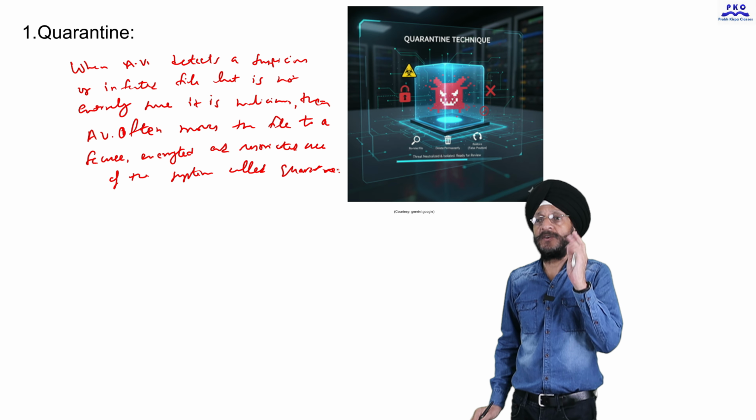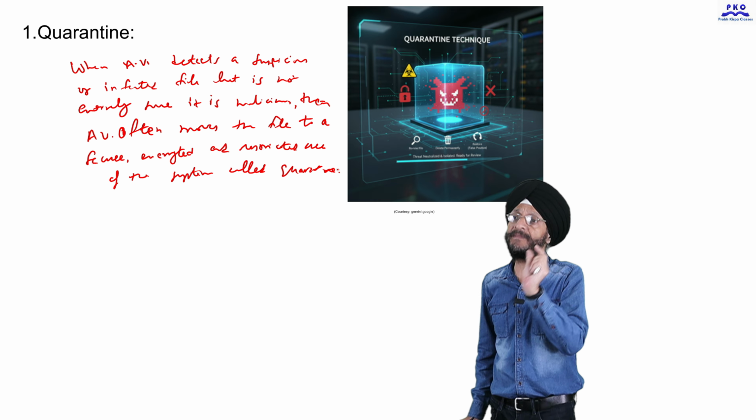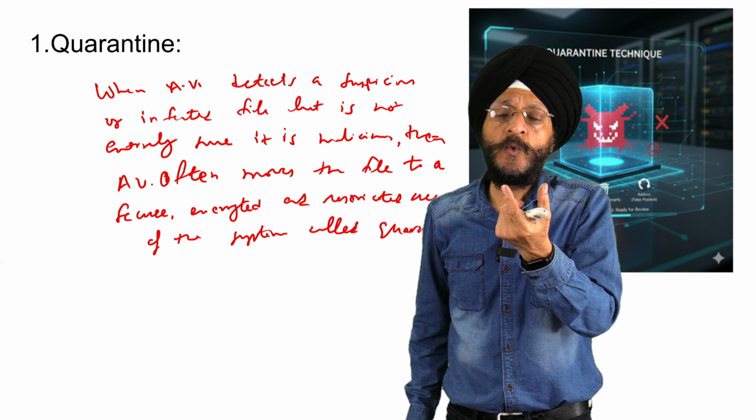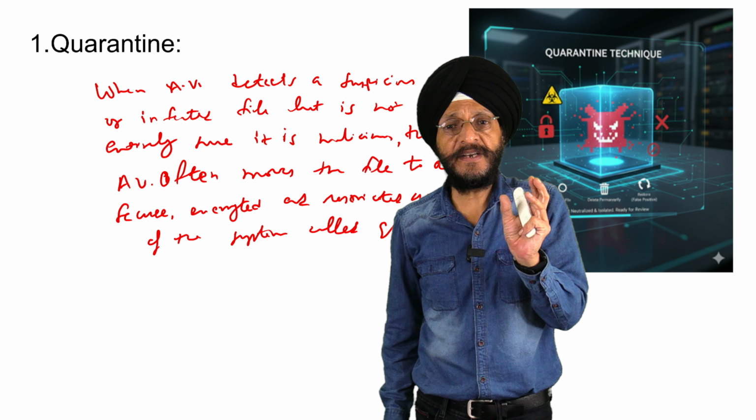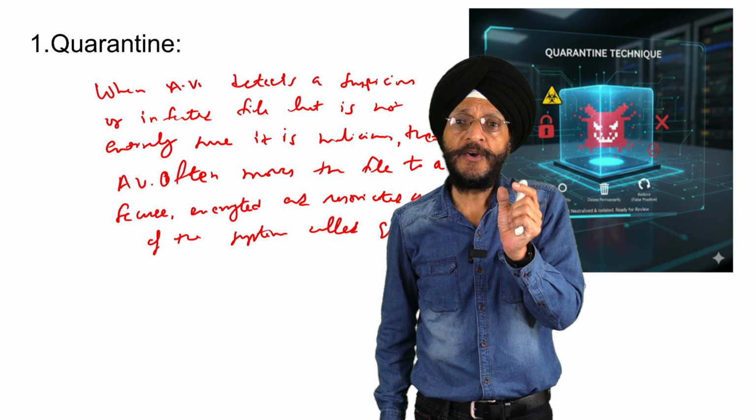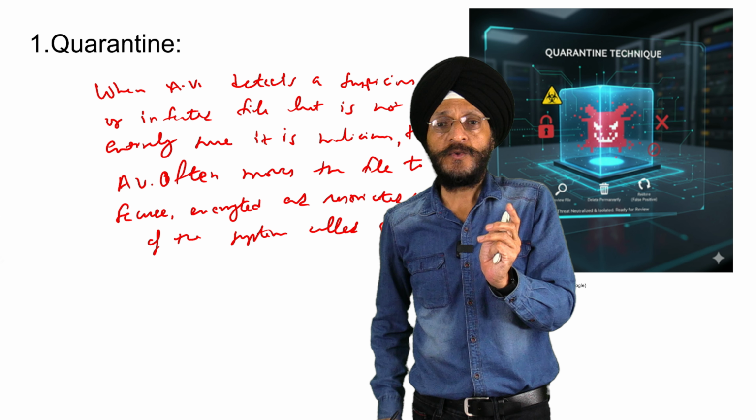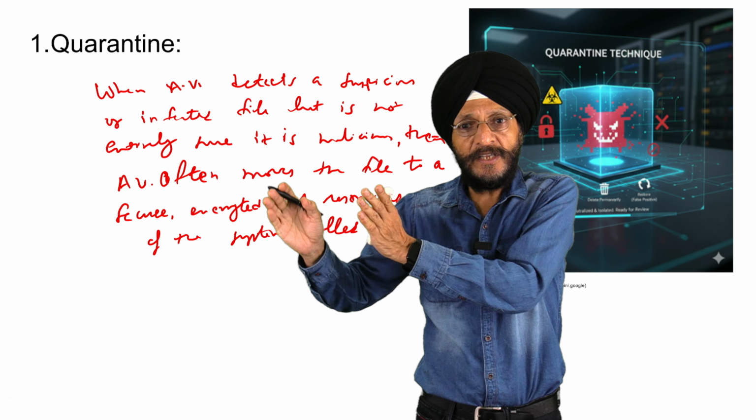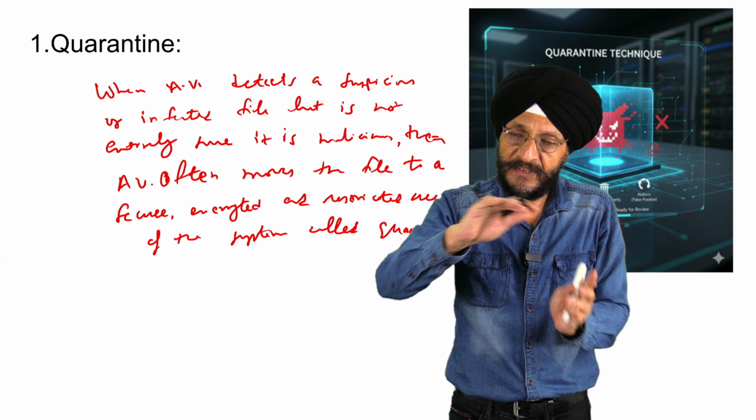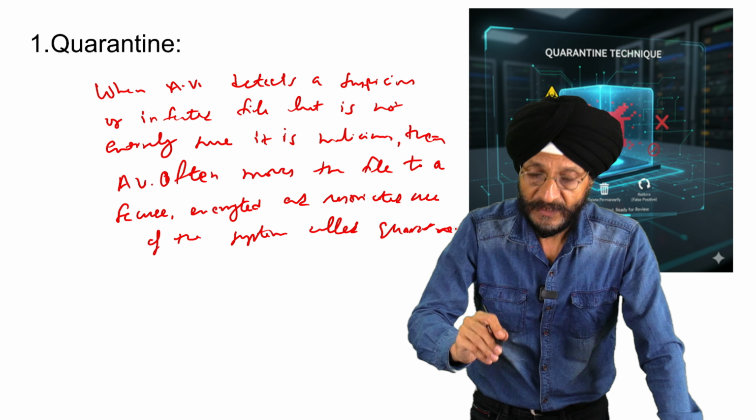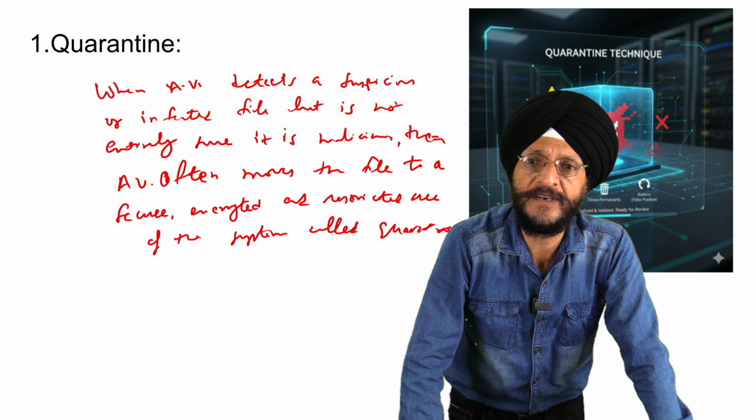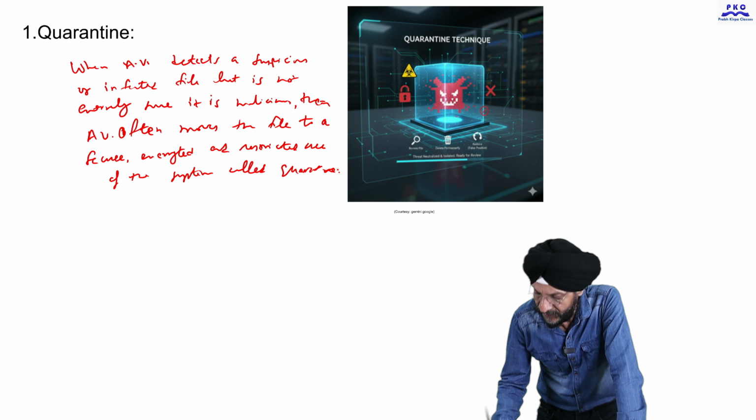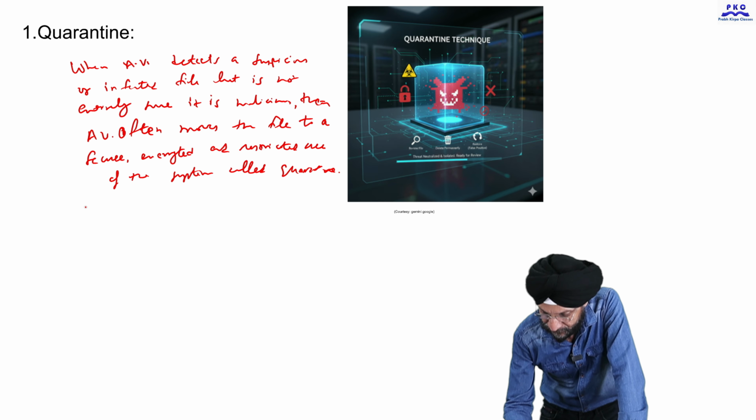That is, file is not deleted. Here, the file detected by antivirus software is only suspicious or infected, but it is not certain that it is truly malicious. So here the file is separated in some other location within the system itself, which is the restricted area or isolated area. And this technique is known as quarantine technique.